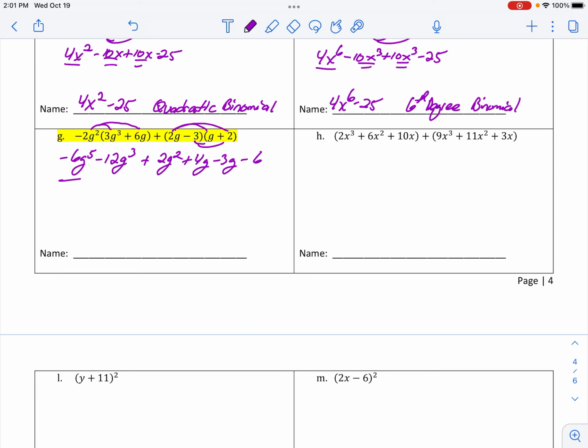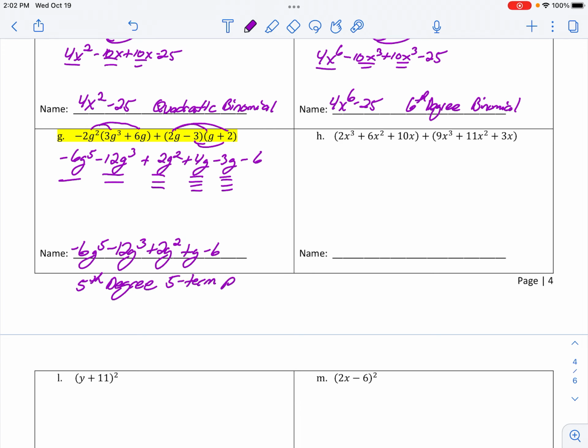The parentheses are gone, but we can start combining, and I'm going to start with that negative 6g to the fifth. I've got a cubic here, and that's it. I've got a quadratic here, and that's it. I've got a linear term, okay, and that gives me 1g minus 6. So this is a 5th degree, or we call a quintic, and we end up with 5 terms, so we call this a 5-term polynomial.